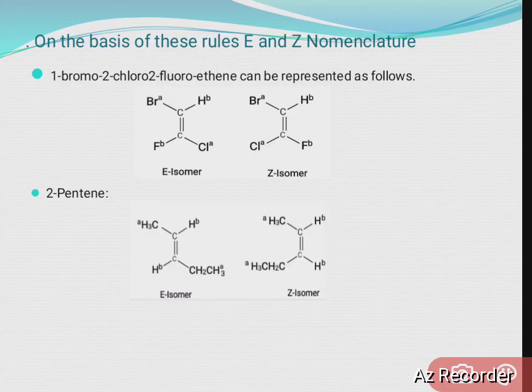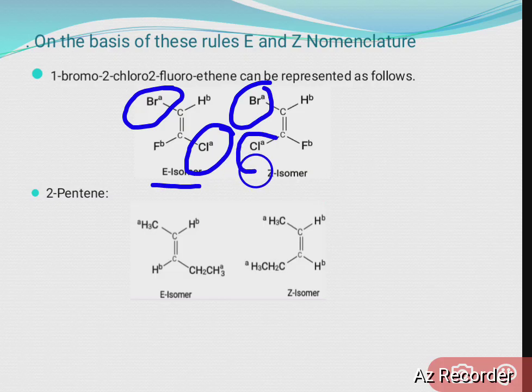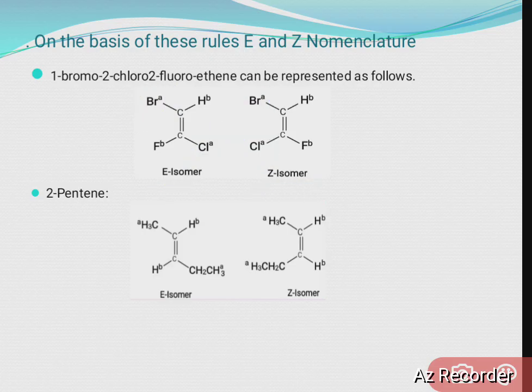Okay, see here, the highest priority group is this one. Here the highest priority group is this one. Okay, if the two highest priority groups are present on opposite sides, it is the E isomer. Here in this case, the two highest priority groups are present on the same side, then this is the Z isomer.